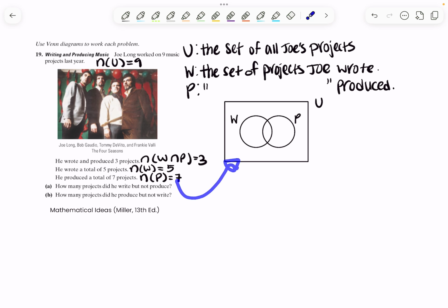Now the strategy in which we fill out the Venn diagram is always fill out the smallest parts first. So I'm going to fill in what this part is, and then I move on to the bigger parts. So I ask myself, how many elements belong in this region or this set? Well, any elements or projects that are in this region are projects that have been both written and produced by Joe. So you go to the information that they give you and you ask yourself, do they give me that information? Do they give me the number of projects that Joe both wrote and produced? Yes, right here, that's 3.